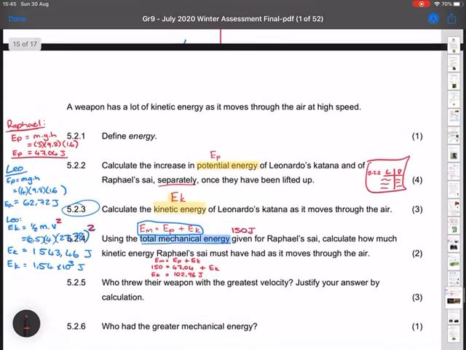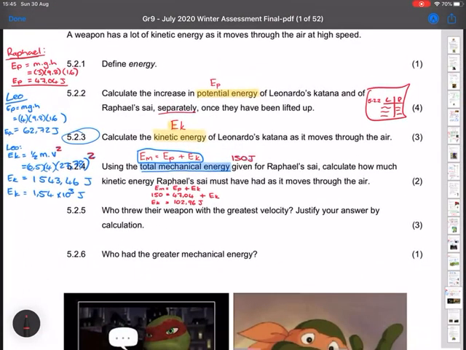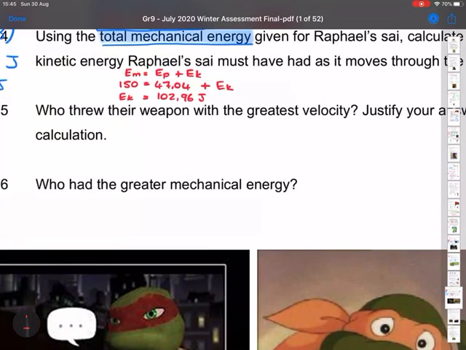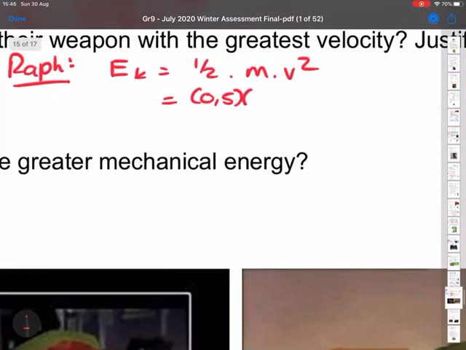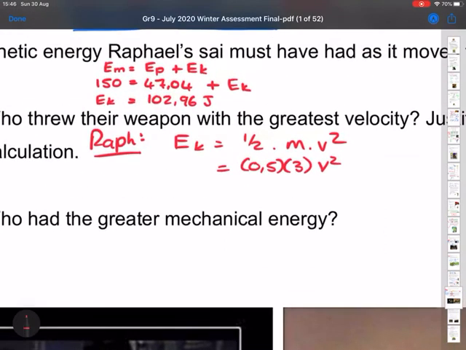Only 2 marks. Who threw their weapon with the greatest velocity? So you had to work out the velocity. Now this was quite an advanced question. So for Raphael, his kinetic energy is equal to half times mass times velocity squared. The mass of Raphael's weapon, the psi, was 3 kilograms, and the velocity squared is what we're trying to get. His kinetic energy was 102.96. That's what we calculated over here. So we're going to take that value and put it over here as his kinetic.